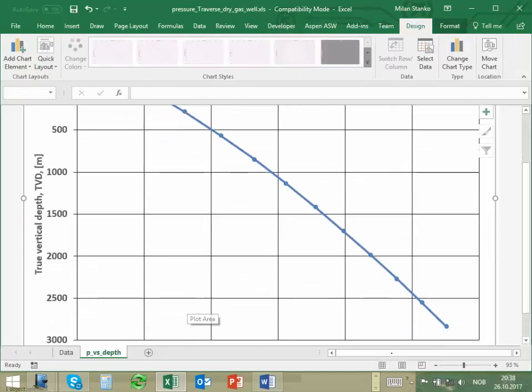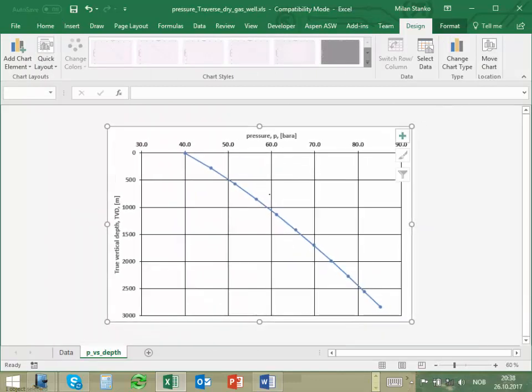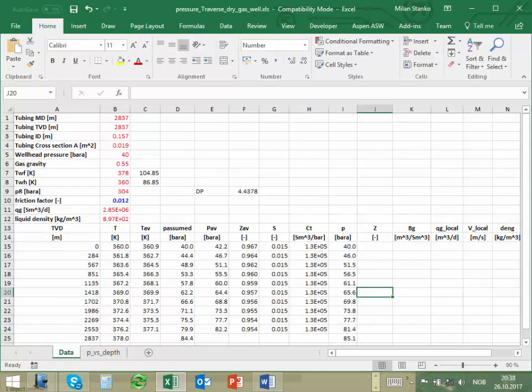Okay, and the pressure, that's how it looks. It has some curvature, but it's more or less linear. In that case, it behaves almost like a liquid. Is that clear? Okay, more or less clear.